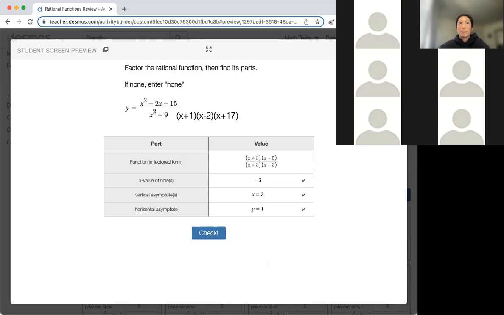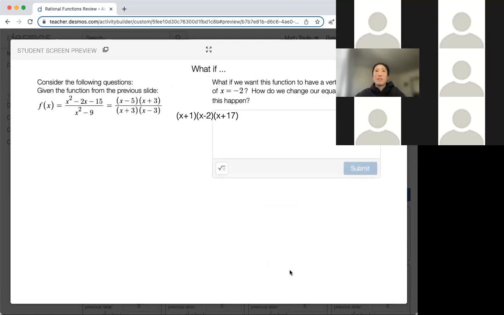Yes, go ahead. So if I had 16x squared over 8x squared, then my horizontal asymptote would be 2, right? 16x squared divided by 8x squared. Yeah, so that would just be 2. Yes, in that case, the horizontal asymptote would be y equals 2. Perfect, thank you. Great. All right, let's clear that out.